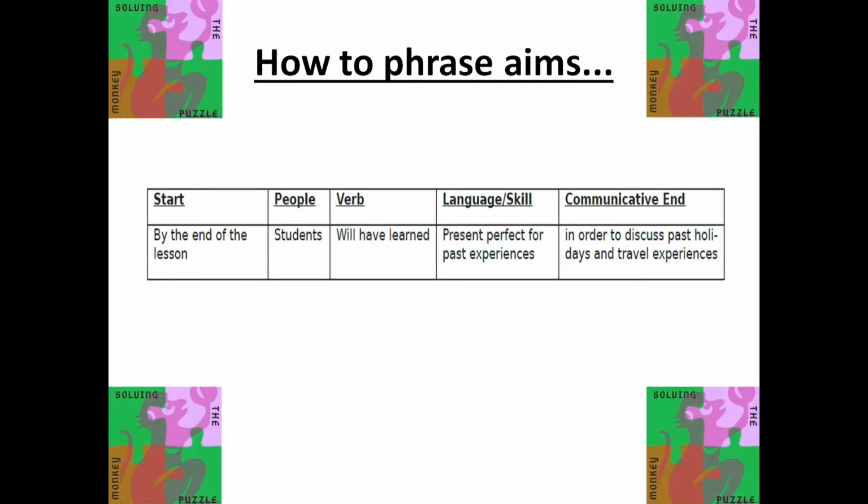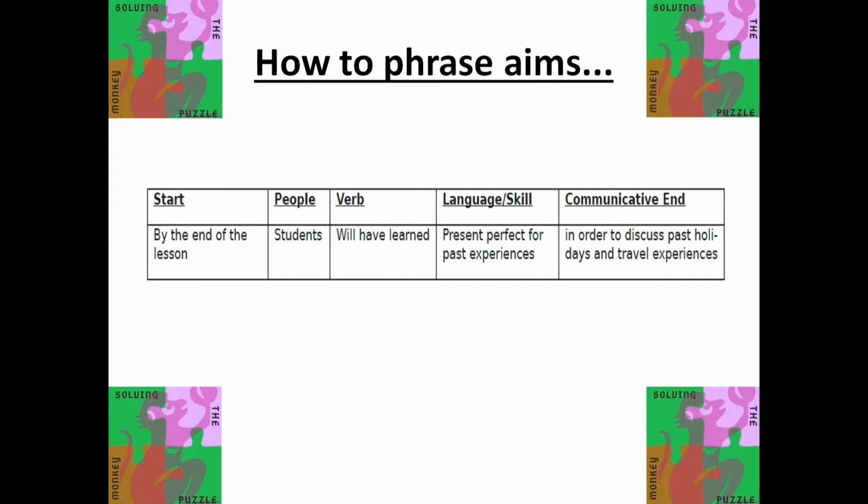So we can do this in a variety of ways. Most teachers are using the communicative approach. So generally speaking, we'll probably have something that looks like this substitution table. And here they always start in the same way. By the end of the lesson, and then the people involved, the students in this case, will have learned.